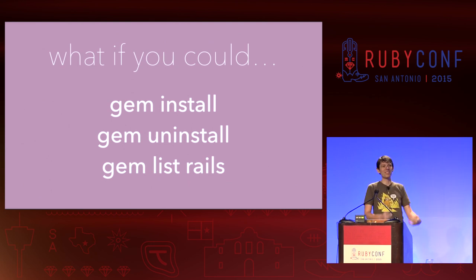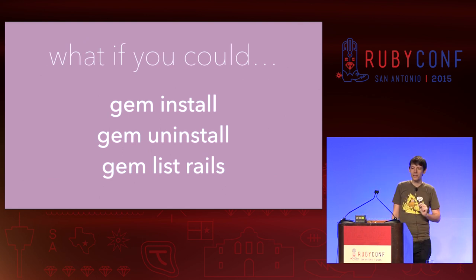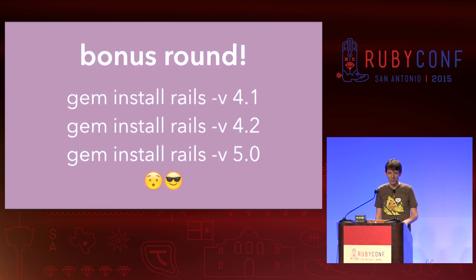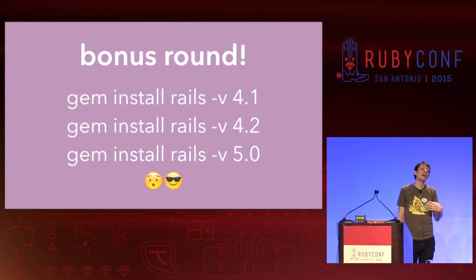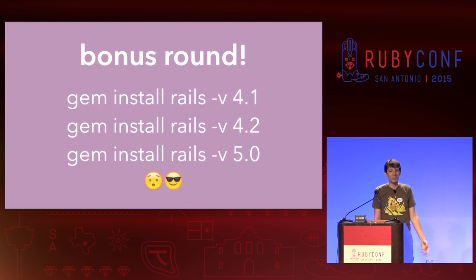I'll sit down with my friends and write a thing that does a thing, and it'll be great, and we'll make a gem, and it'll be super cool. The last most awesomest thing that RubyGems added was multiple versions. So setup.rb put everything in the same directory, and it was impossible to tell what version you had, and it was impossible to have more than one version at the same time.